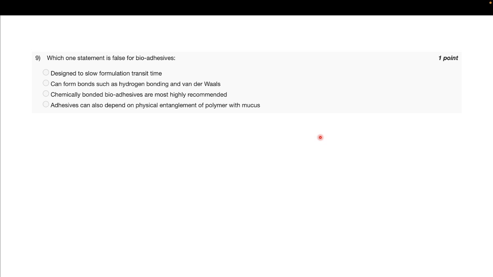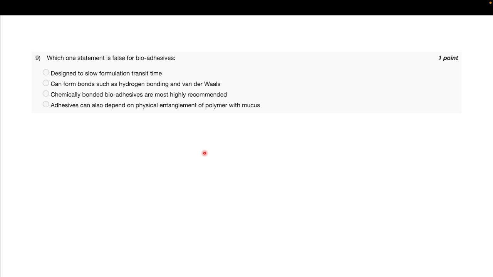Next is, which one statement is false for bioadhesives? And you have 4 options to choose from. Please read the questions properly. Most of these questions are asking us the false statements about a particular concept. So you have to select what is false. Third one, chemically bonded bioadhesives are most highly recommended. Okay, we have one answer.